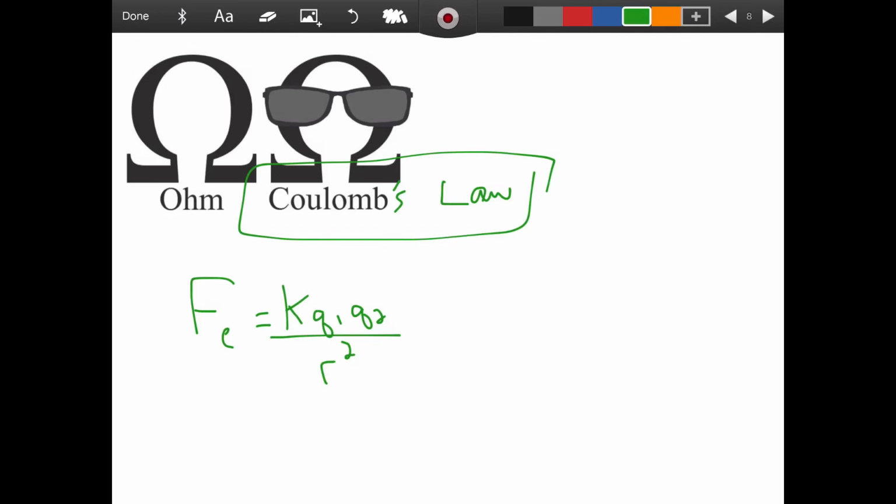And we can manipulate it in any way we need, but as the amount of charge goes up, the electrostatic force increases. If we increase the distance between the two charges, then the electrostatic force would go down.